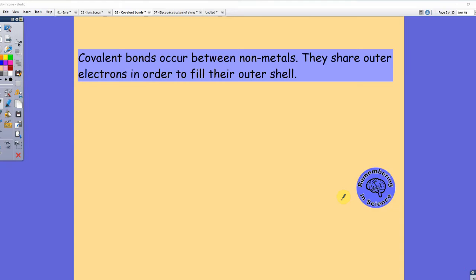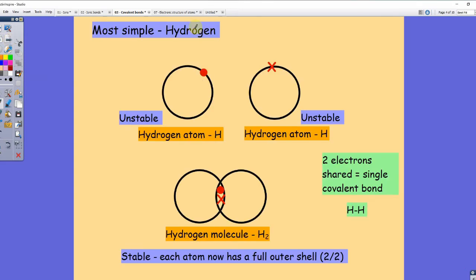The other type of bonding that we'd like to look at is covalent bonding, and covalent bonds occur between 2 non-metals. They share their outer electrons in order to fill their outer shell. So just like ionic bonding, they want to fill their outer shell, but as there are no metals giving away their electrons, they have to share them. So here we've got the most simple example. We've got a hydrogen atom. So here it is, it's unstable because it's not got a full outer shell.